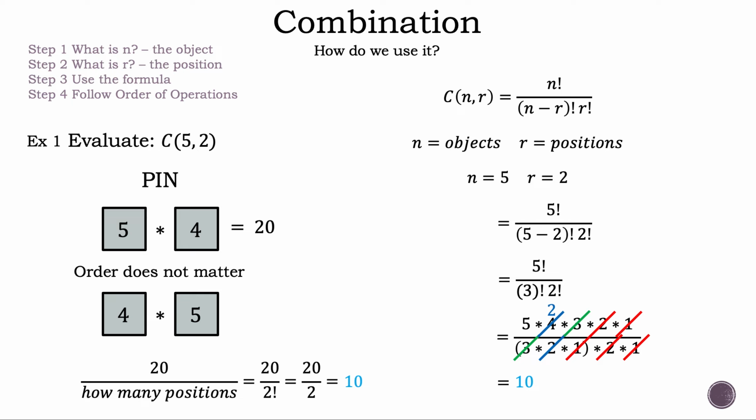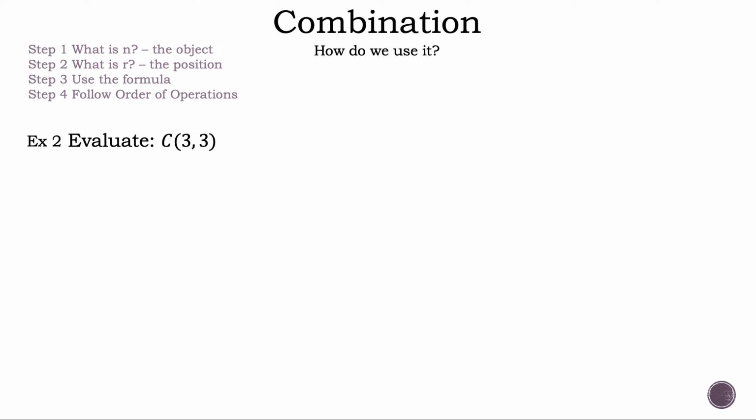That is example 1. Let's move on to example 2. Now, let's read the question. Evaluate 3 choose 3. Now, let's write down the formula for combinations, which is n choose r is equal to n factorial all over the quantity of n minus r factorial times r factorial, where n is the number of objects and r is the number of positions.